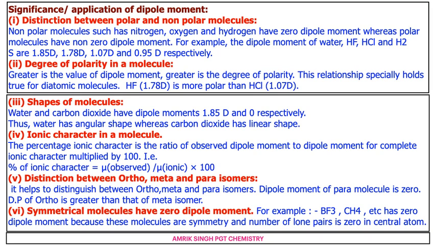Symmetrical molecules have zero dipole moment. For example, BF3, CH4, etc. They have zero dipole moment because these molecules are symmetrical and the number of lone pairs on the central atom is zero.